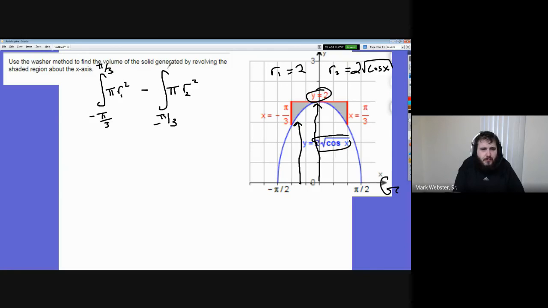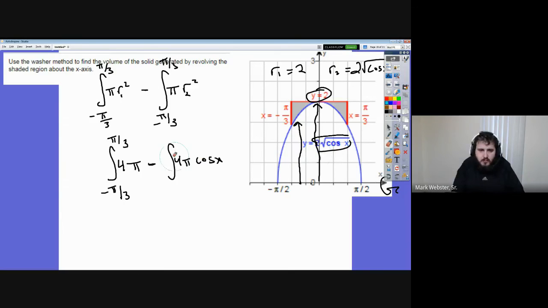And these are going to be the same. So once we put everything together, we're going to be able to just do it all at once, which is nice. So what we have here is the integral of 4 pi, right? And then the square and the radical cancel out. This 2 becomes a 4. So this is 4 cosine, and we're going from negative pi over 3 to positive pi over 3. Do I really need this second integral? I don't think I do.